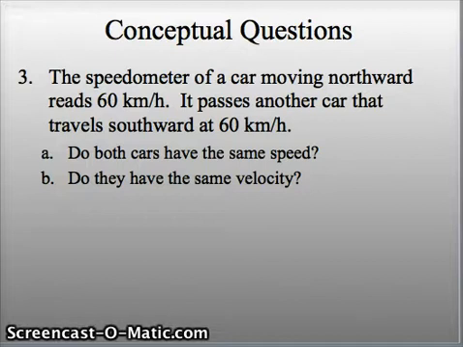B, do they have the same velocity? If you need a few moments to think about this, hit pause before proceeding, and unpause to proceed to the next slide.